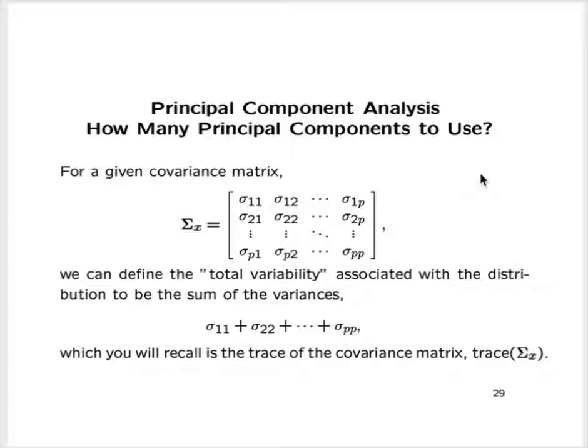Well, let's go back to the covariance matrix for the original response vector, cap sig. And so here we have the elements within that p by p covariance matrix. Now, we can define what we might call the total variability associated with the distribution to be the sum of the variances, so the sum of the diagonal entries in this covariance matrix: the variance of x1 plus the variance of x2 and so forth down to the variance of xp. Now recall that the trace of a square matrix is the sum of the diagonal entries in that matrix. And so the total variability associated with the distribution is equal to the trace of the covariance matrix, which I've denoted here.